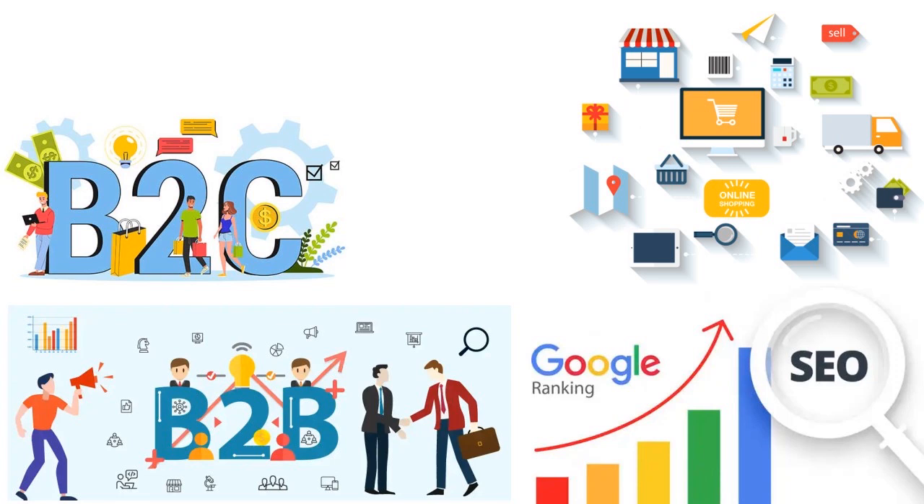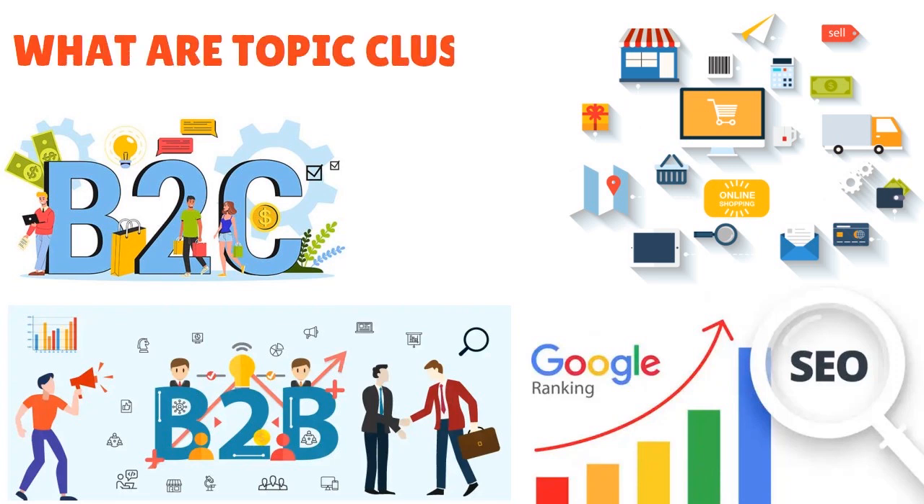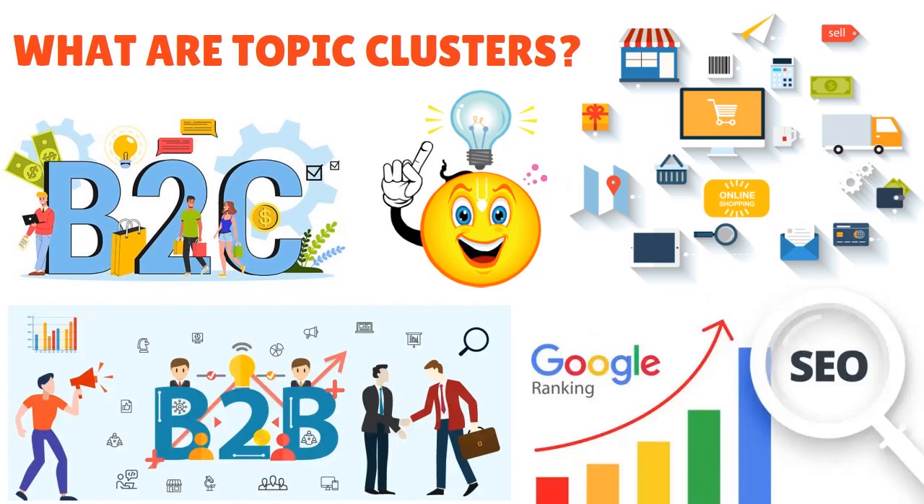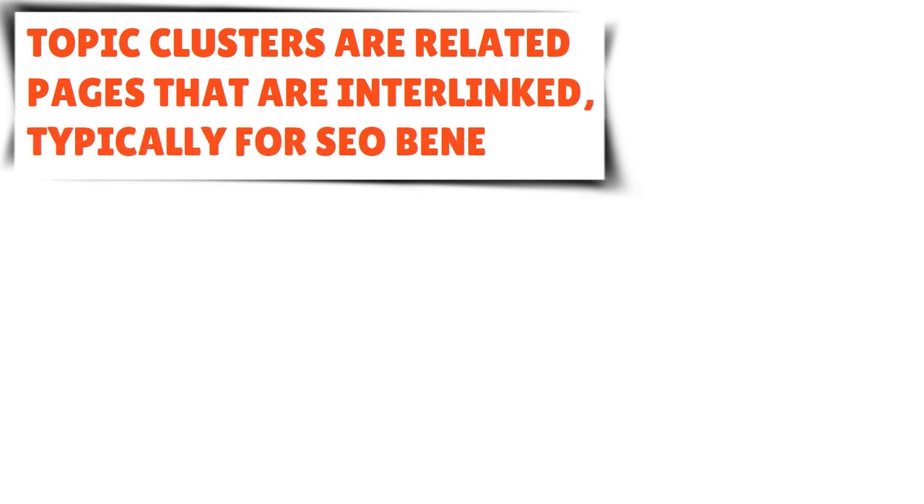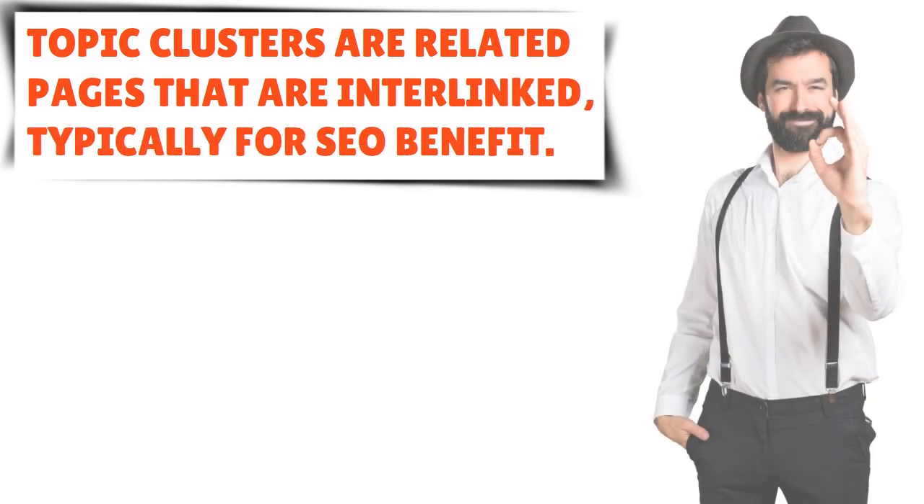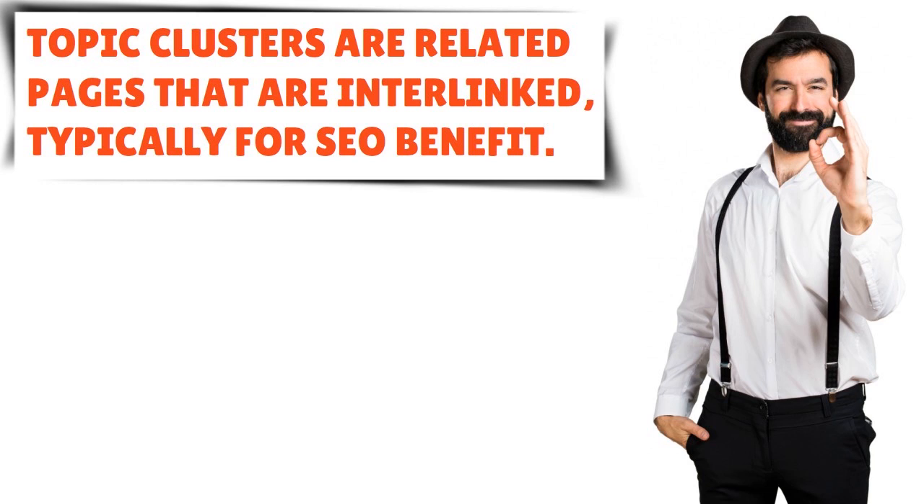But first, let me define for you what topic clusters really are, so you have a clear idea. Okay, so topic clusters are just related pages that are interlinked, typically for SEO benefits. Let me repeat that: topic clusters are related pages that are interlinked, typically for SEO benefits. More specifically, topic clusters have a hub and spoke setup, with a hub or pillar page and spoke or cluster pages. Okay, so this is kind of cool.